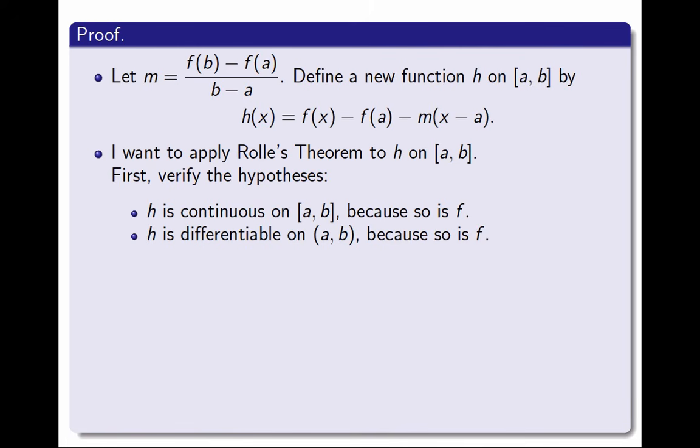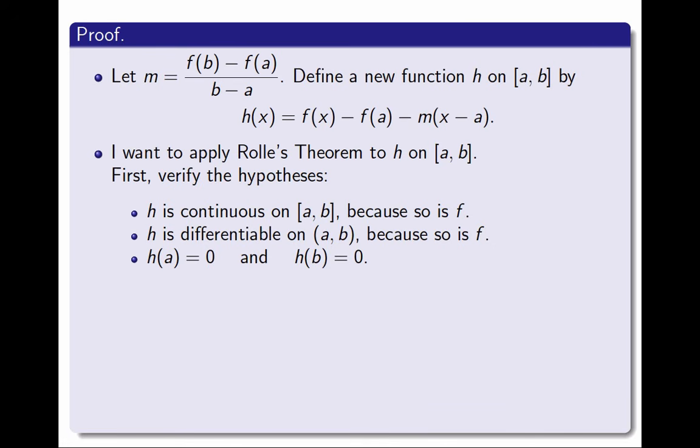And finally, h of a is 0. Just plug x equals a in the definition of h. And h of b is also 0. This requires using what m is. Excellent. So I am allowed to use Rolle's theorem on h.